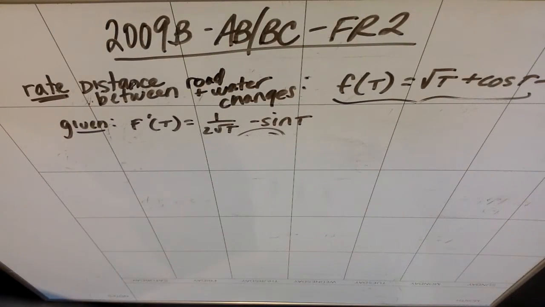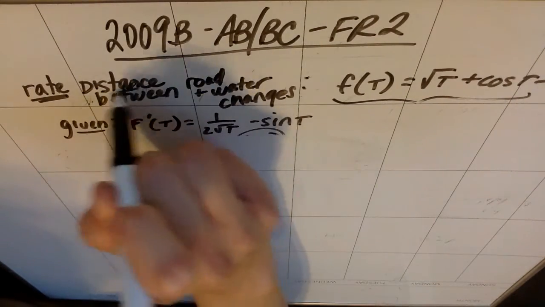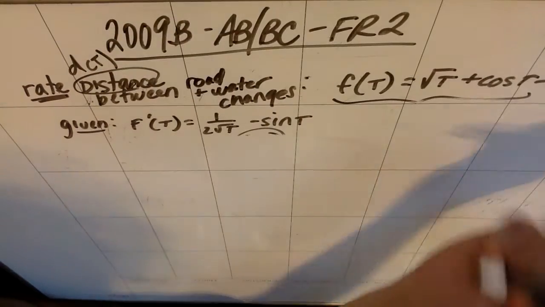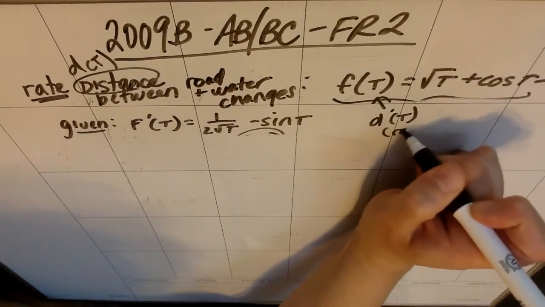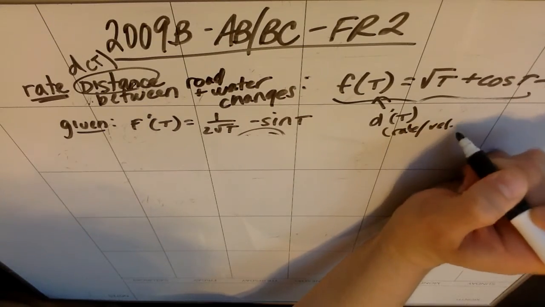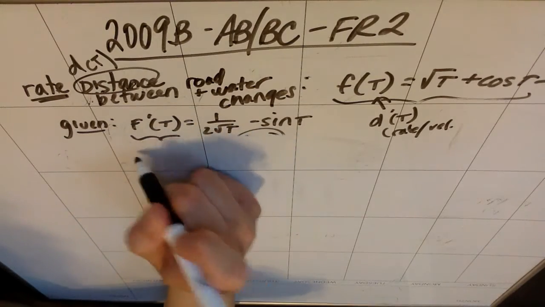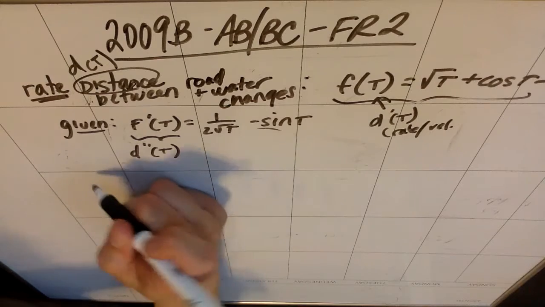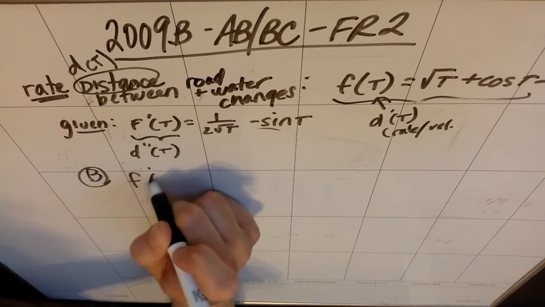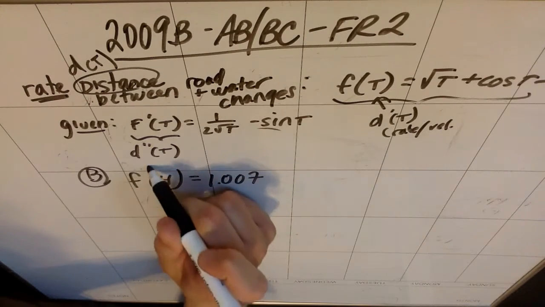So if this is, okay, so again, in my brain, I say, oh, distance is like d of t. That makes this d prime of t, right? Which is the rate or sort of velocity, for lack of a better way to think of it, that this is changing, right? Velocity. That makes this d double prime of t, meaning that this is the acceleration with which this thing is changing. So when we look at part B, if f prime of 4 equals 1.007, right?